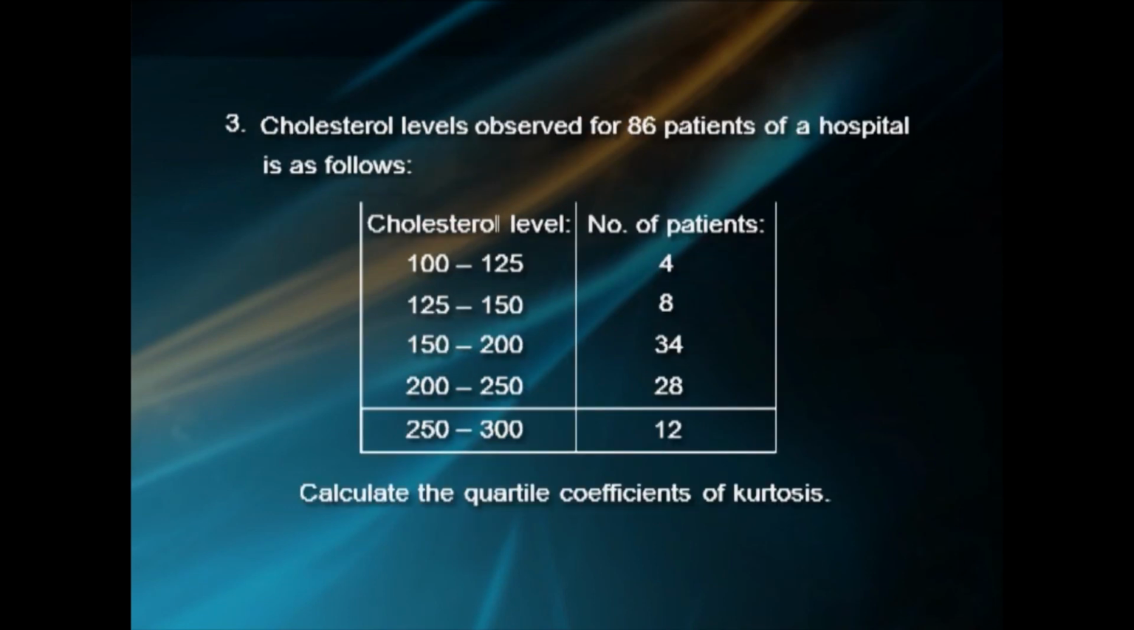Question 3. Cholesterol levels observed for 86 patients of a hospital is as follows. Cholesterol level 100 to 125, 125 to 150, 150 to 200, 200 to 250 and 250 to 300. The corresponding number of patients 4, 8, 34, 28 and 12. Calculate the quartile coefficients of kurtosis.